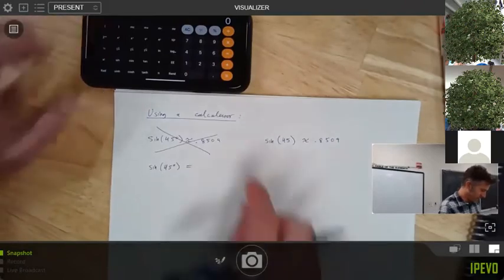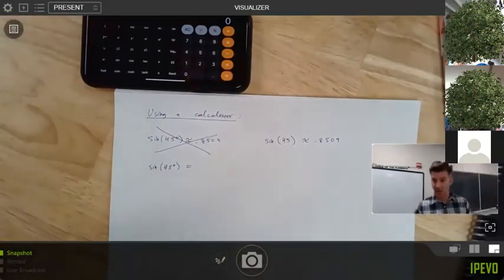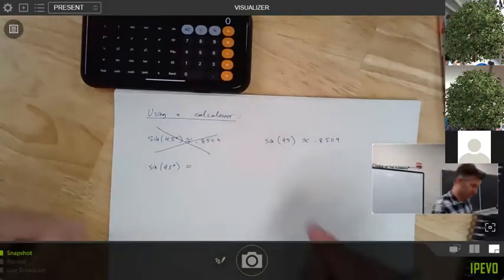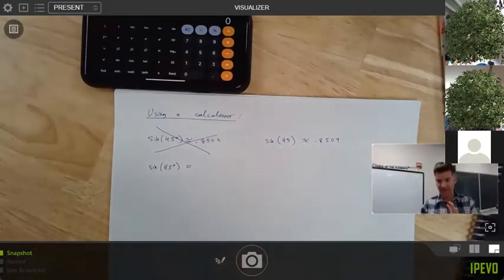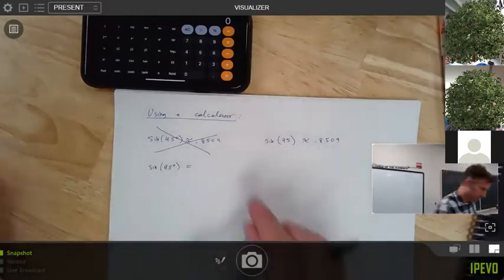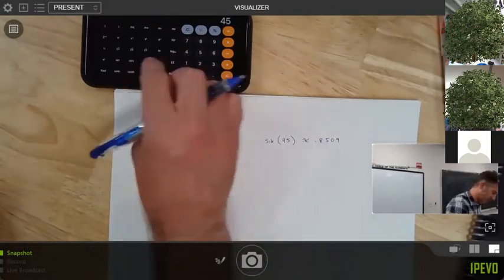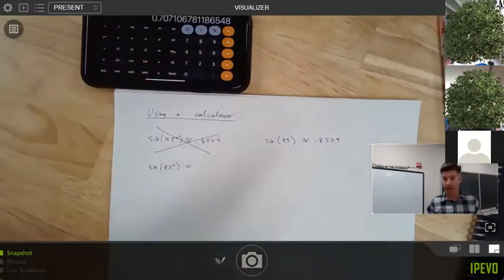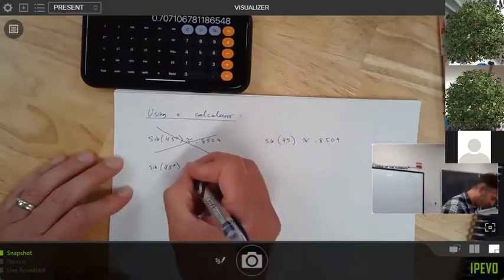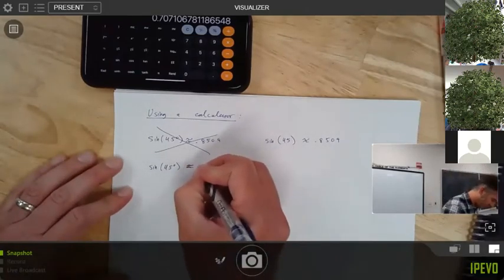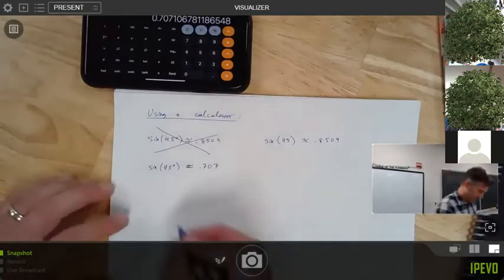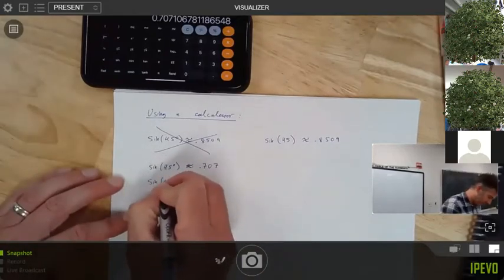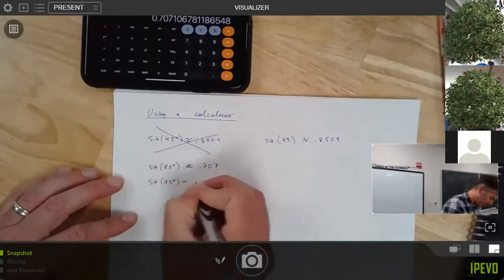Start over. Again, this is not how I usually use a calculator. Usually I'm writing sine and then parentheses 45. This always feels totally backwards to me, but we put the angle in first and then do sine. And there's the correct approximation. Sine of 45 degrees is approximately 0.707. And we'll see later, the sine of 45 degrees exactly is the square root of 2 divided by 2.